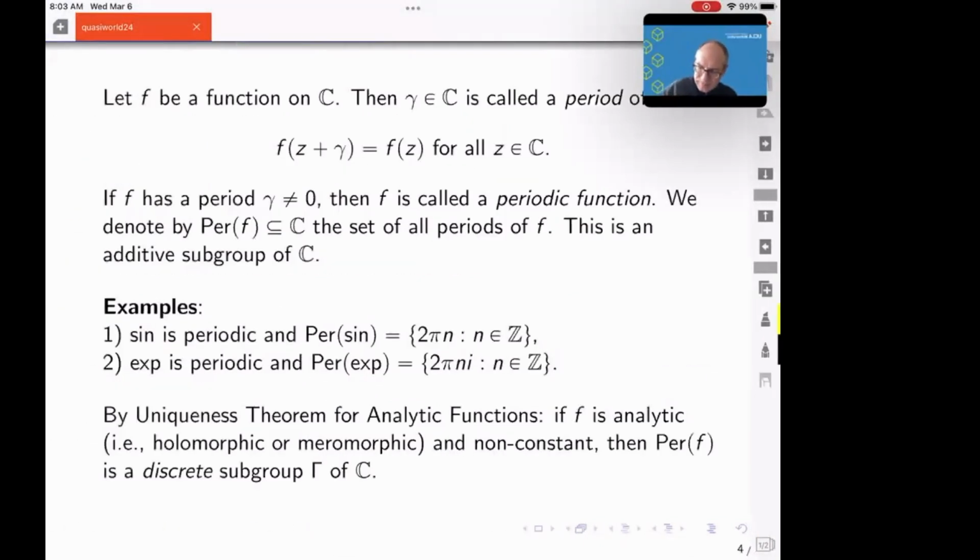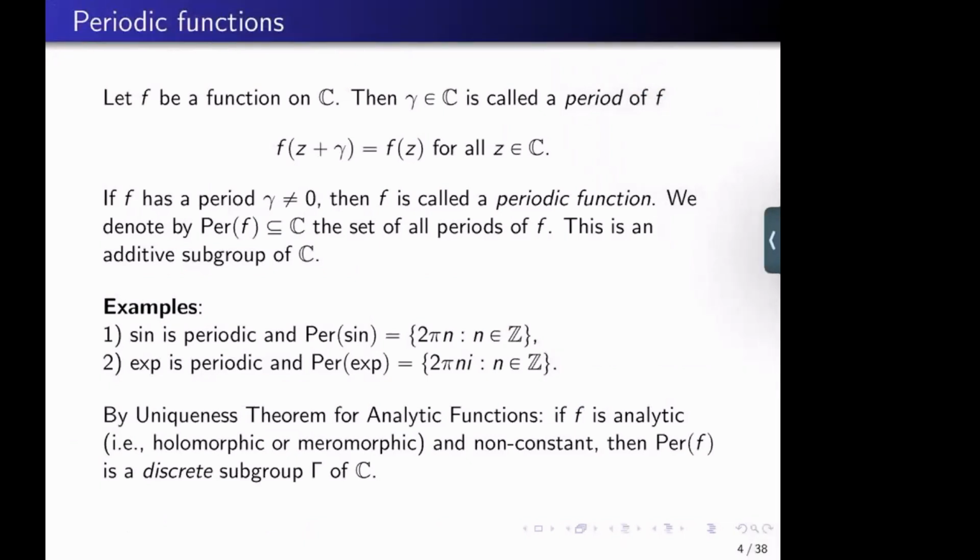Let me try to get rid of this picture here. Let me quickly remind you of what periodic functions are. If you have a function, and the functions that I will consider today all live on the complex plane, then you call a value a period of the function if the function doesn't change when you add the period to the argument. If a function has non-zero periods, then you call it a periodic function. It's immediate to see that the set of all periods of a function forms an additive group, an additive subgroup of C.